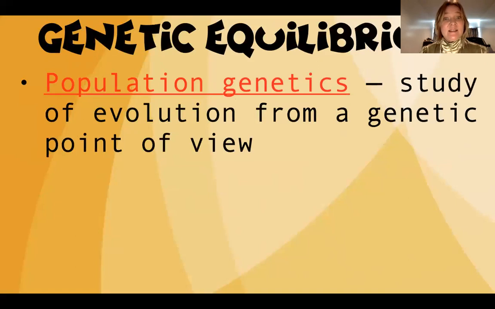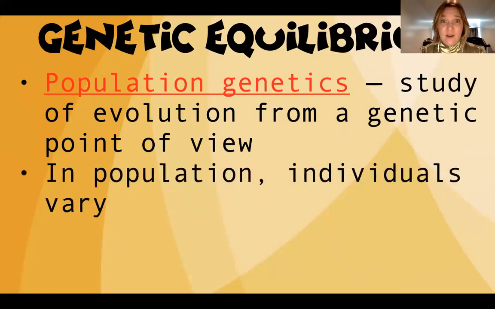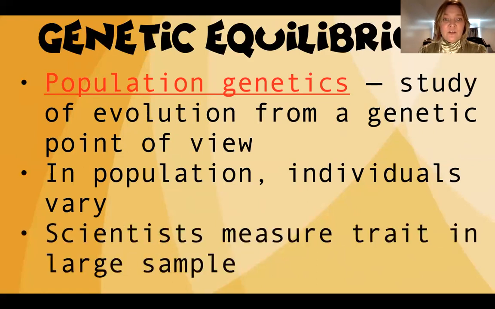Population genetics is the study of evolution from a genetic point of view, not just in general terms like comparing fossils and saying these types of things changed, but actually looking at the inheritance of one population to the next. In a population, individuals vary, and so scientists can measure a trait in a large sample.